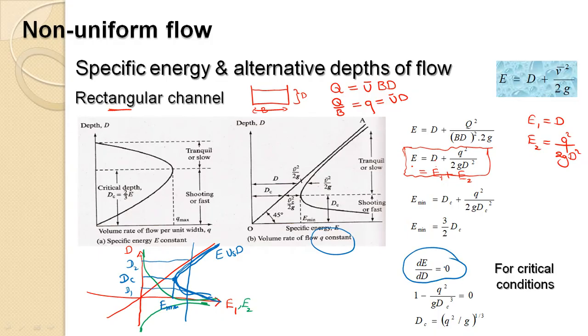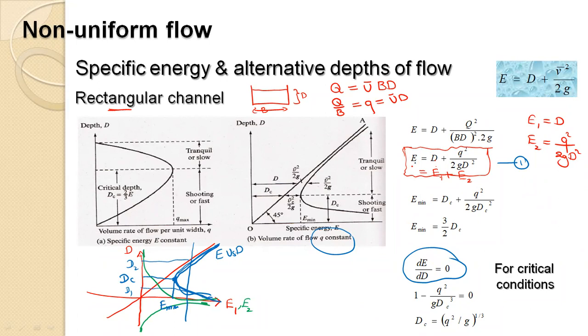For critical conditions, dE by dd should be equal to 0. So let's differentiate this equation. I'll call this one equation number 1. Let's differentiate this equation with respect to d.